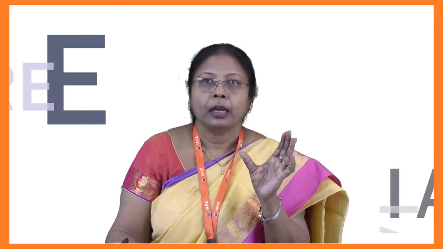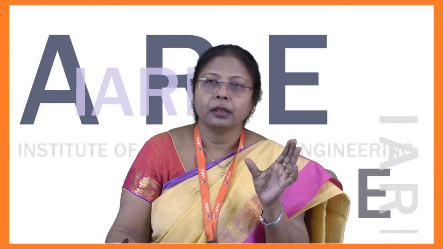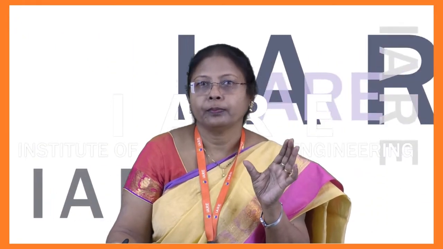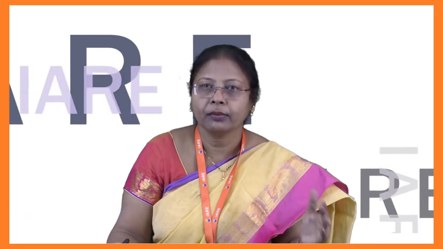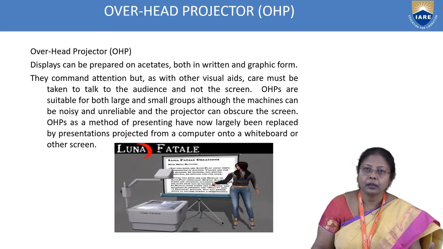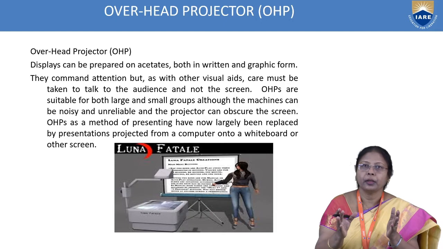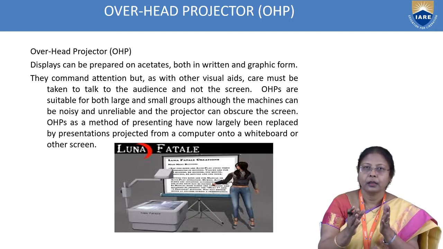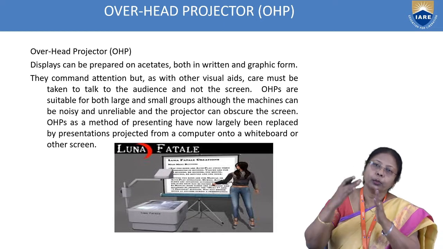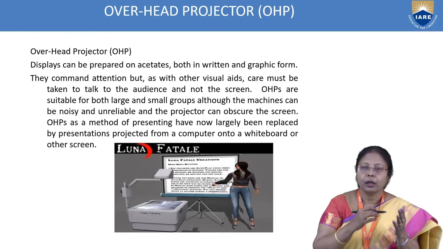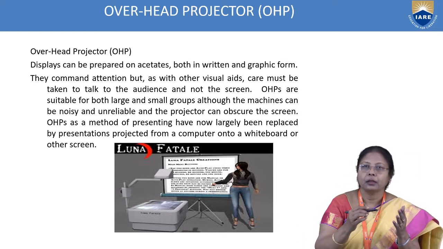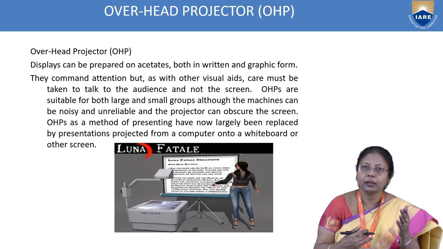OHP. And this is both written and graphic form. A sheet of paper, see the picture I have given on a slide. There, the OHP machine is there. A projector is also there. Whatever you want to project, you have to write or graph on the sheet.